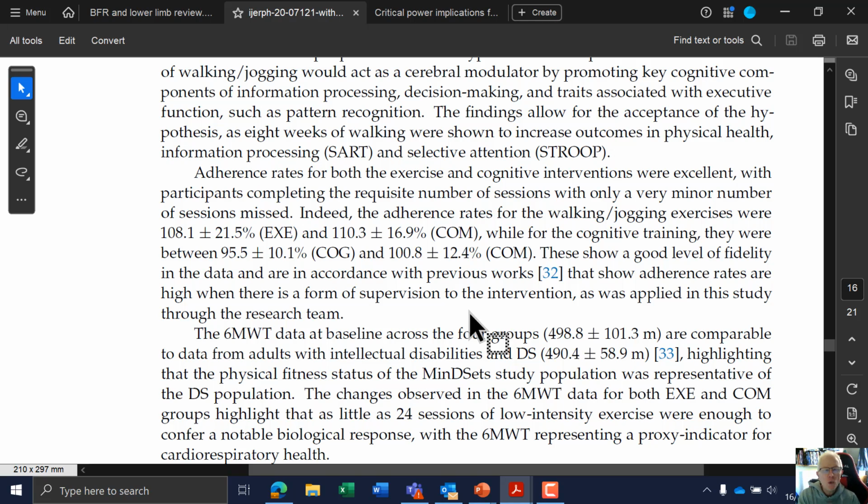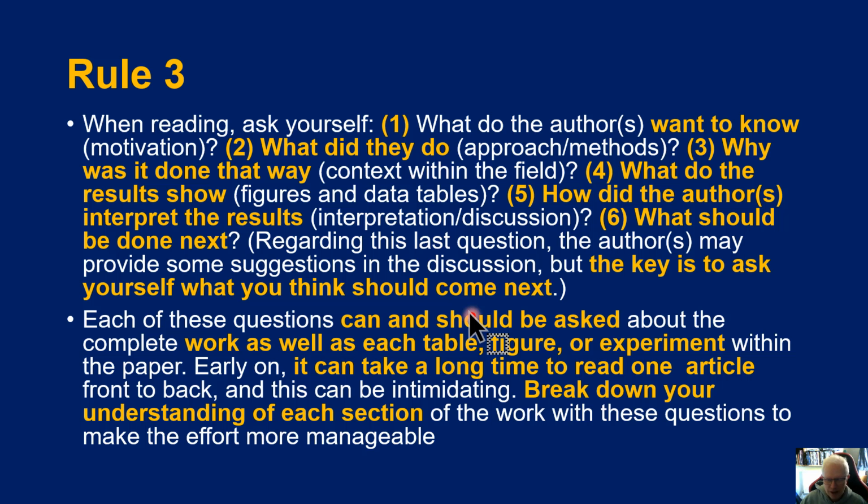Don't try and read the whole thing in one go. Read a section and think about summarizing it. Read a section, summarize it. Okay? And then what should be done next?